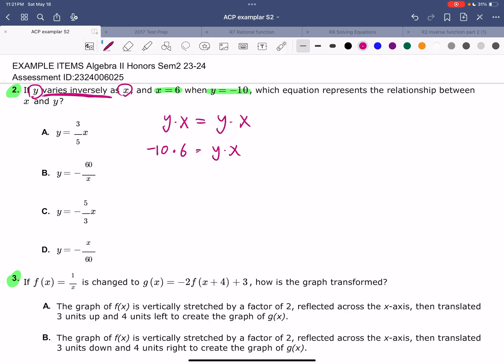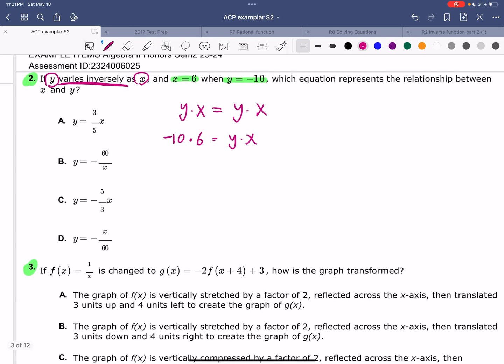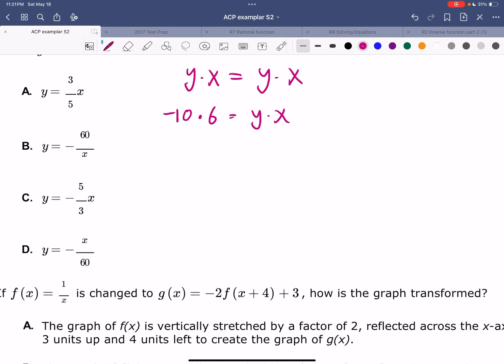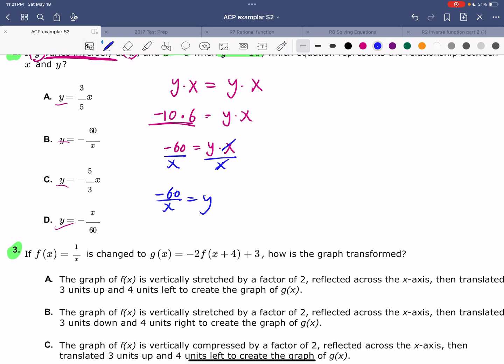And the question says, which equation represents the relationship between x and y? So you're looking for the equation, so you can use a calculator. What's negative 10 times 6? Use calculator. It's negative 60 equals y times x. And normally we always solve for y. Y is the first letter most of the time. So how can I get rid of x? Just divide by x. That disappears, so you get negative 60 over x equals y. So that's what you do, okay?